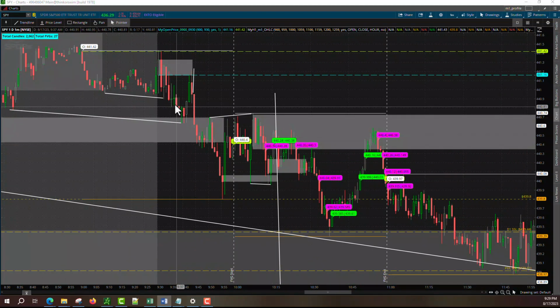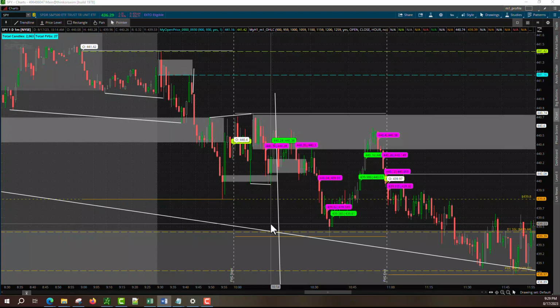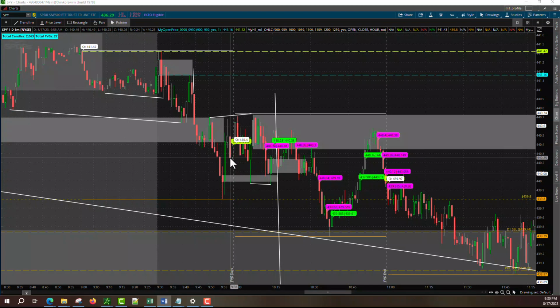Right here we go in, sell side liquidity taken, right? Buyers trapped, get in, boom, stopped out. And we tried a second time right here, I think. Yeah, 10:06 around here, because it's a retest of the order block, right?